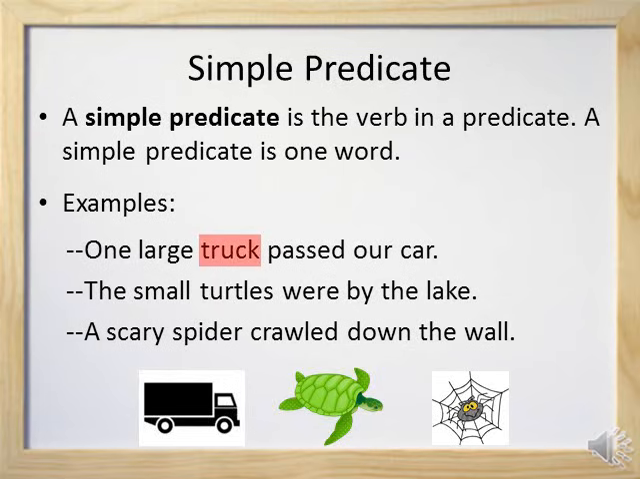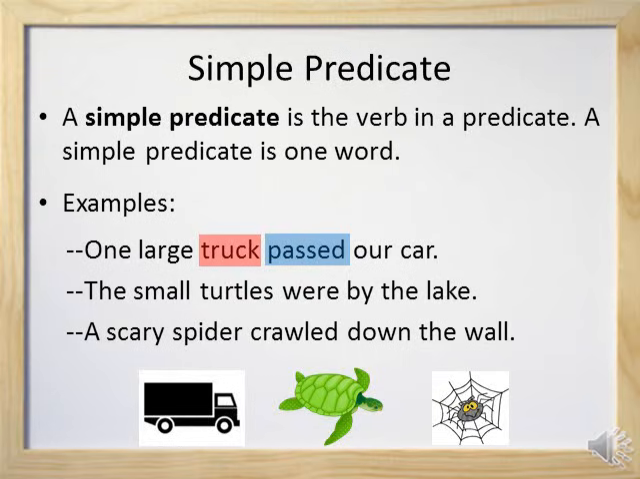The truck. To identify the simple predicate, we are looking for the one word that is the verb and tells what the subject did, or the action the subject did. So, what action did the truck do? It passed our car. The simple predicate or verb of this sentence is passed.